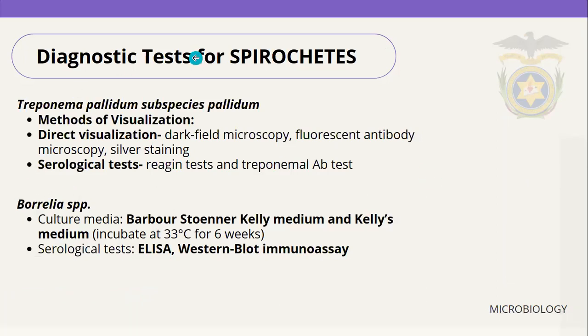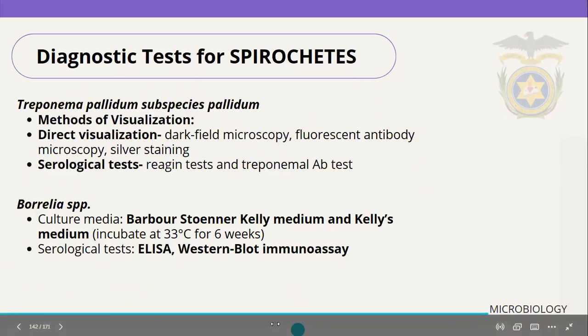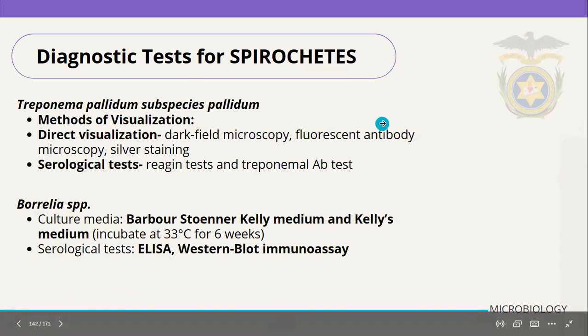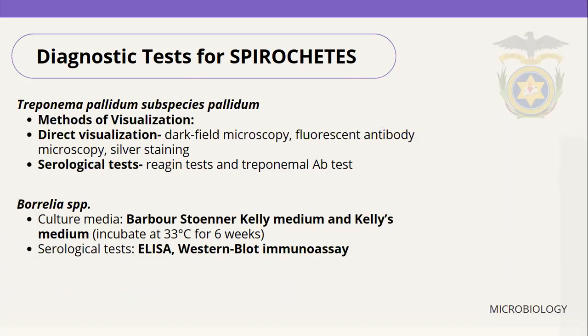Now let's proceed to the diagnostic test for spirochetes. First, we have the diagnostic test for Treponema pallidum subspecies pallidum. For the methods of visualization, we have two: direct visualization, where we can use dark field microscopy, fluorescent antibody microscopy, or silver staining. And we also have serological tests that test for reagin and treponemal antibody tests.